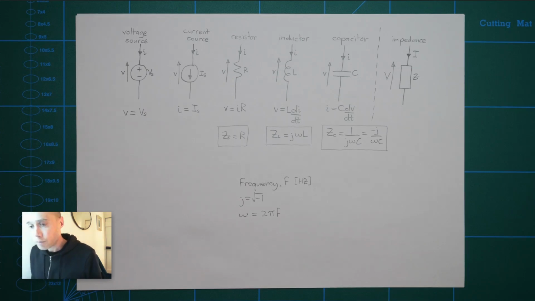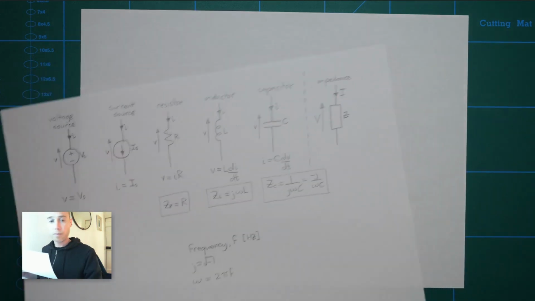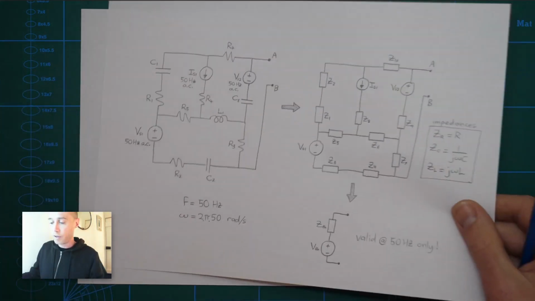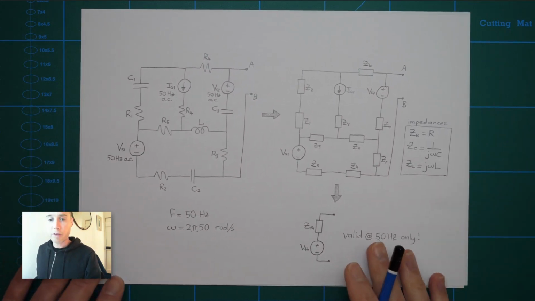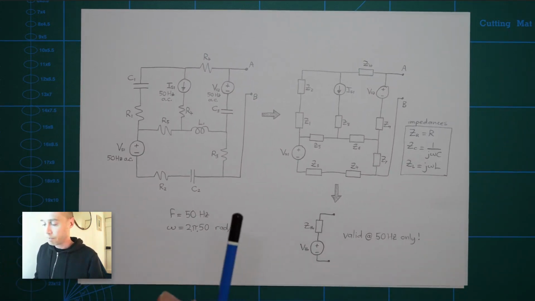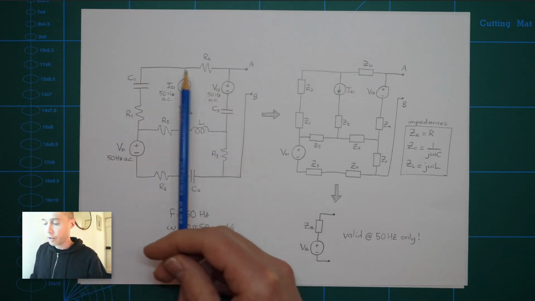So let's see an example circuit and how we might go about doing that. Let's park this one here for a minute. So here's an example of an AC circuit. Again, you can see there's a bit of a mess of different elements in here.